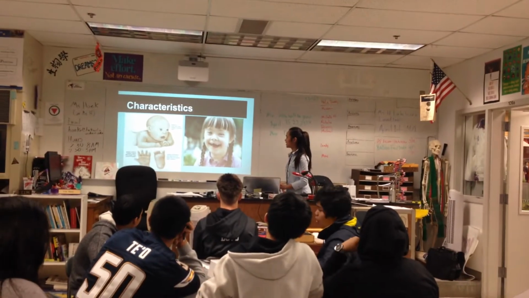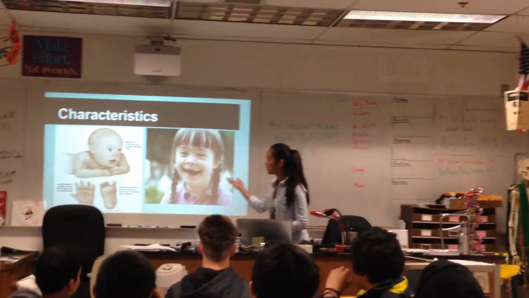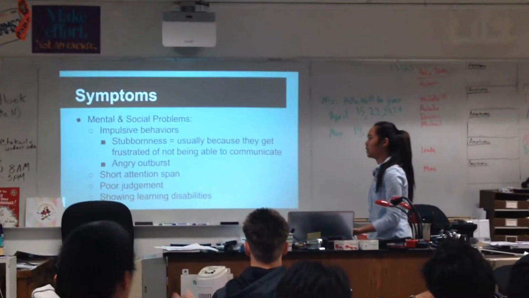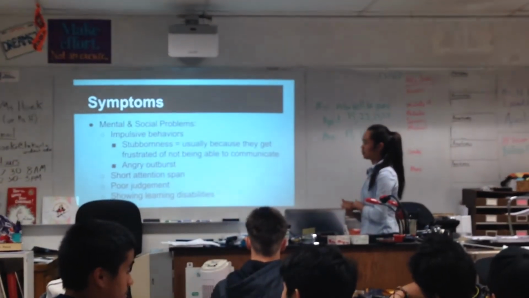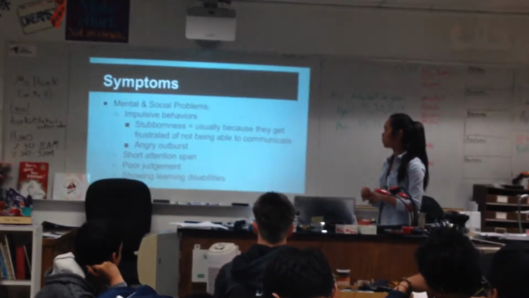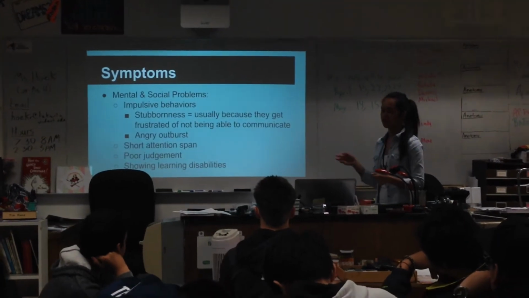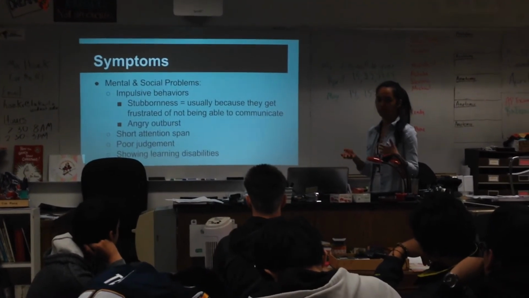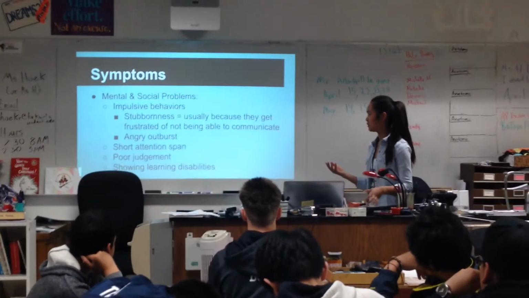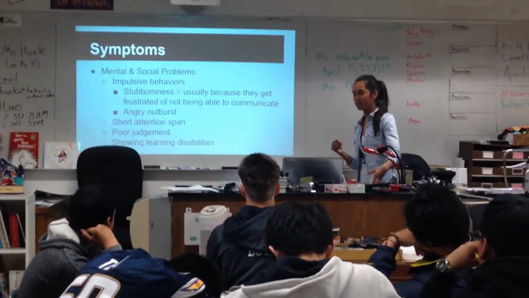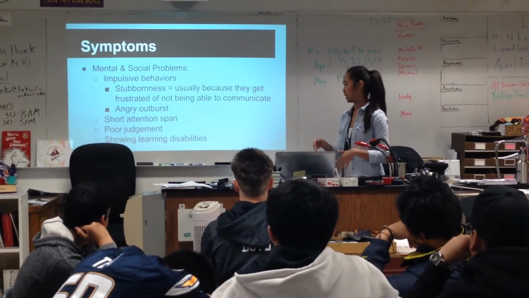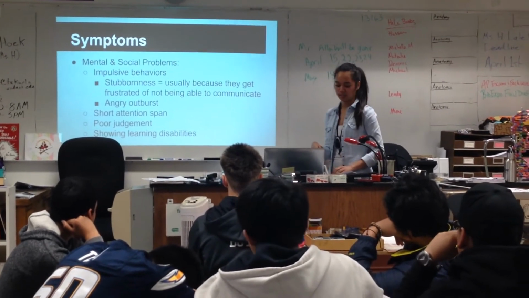Here are some faces. They will have a flattened nose and face. Their eyes are usually slanted upward. Someone with Down syndrome will have mental and social problems. They tend to have impulsive behavior such as stubbornness and angry outbursts. The reason they're stubborn is because it's hard for them to communicate, so they get frustrated. They have a very short attention span and very poor judgment, which can be developed over time, and they show learning disabilities.